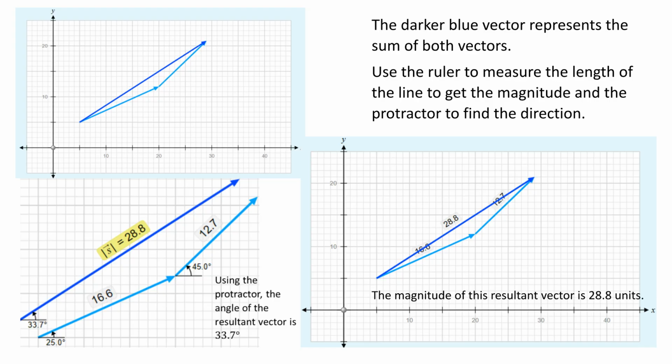The dark blue vector represents the sum, or the resultant vector. Its magnitude is 28.8 units. The angle of the resultant vector is 3.7 degrees, measured using a protractor.